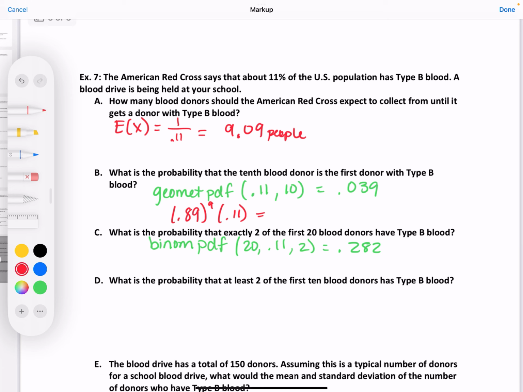Now again, by hand, we would have 20 things taken 2 at a time, so 20 C2. Then 0.11 for the successes. We had 2 of them. Then 18 failures, so 0.89 to the 18th. So if you were going to do it by hand, there it is, and that's what the answer would still be.